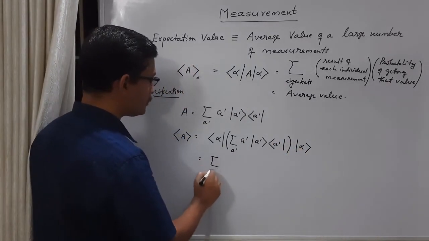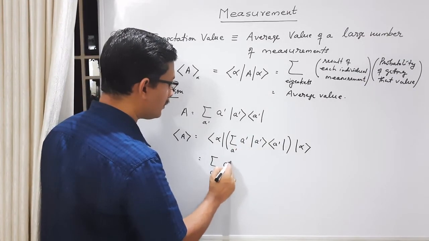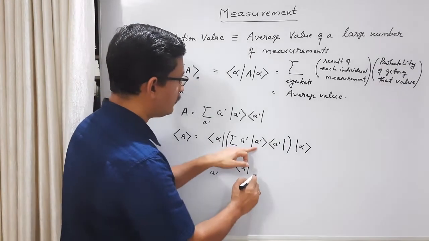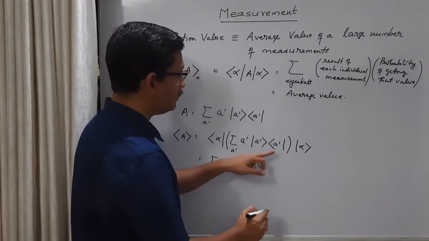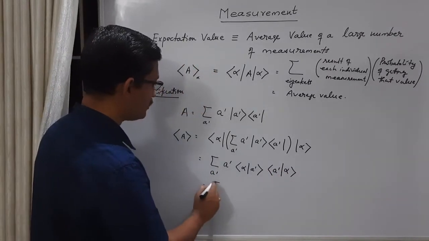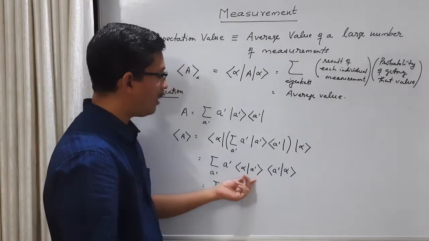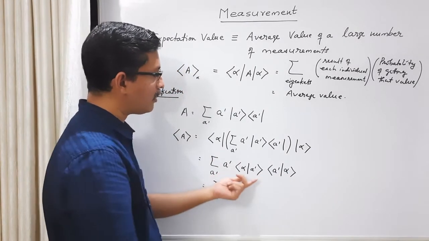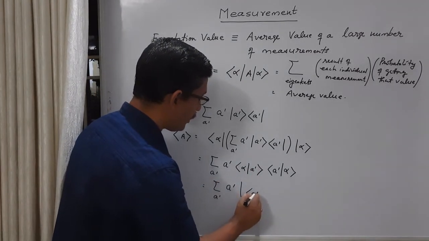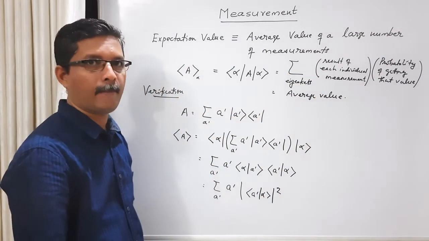Suppose you write the summation first. So summation A prime. Then what is remaining? There is a number here. A prime is the eigenvalue. Then what is remaining? You have bra vector alpha, then you have ket A prime, then you have bra vector A prime, you have ket alpha. Look at this. What is this? This is A prime alpha, and this is alpha A prime, which if you interchange the order, you have A prime alpha star. So in other words, modulus A prime alpha square. This is the result. Okay.